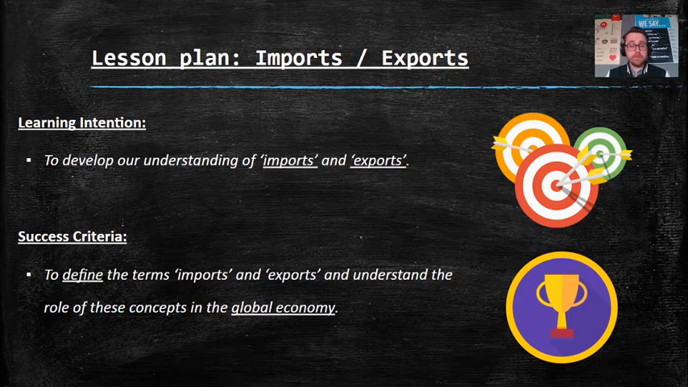This lesson, we're looking at two key terms, two key words that are related to economics. We're looking at developing our understanding of imports and exports. And our success criteria is to define these key terms, so what are they and how are they different, and then also to understand how imports and exports are related to the global economy. How are they related and connected to globalization, what we looked at in our past lesson.